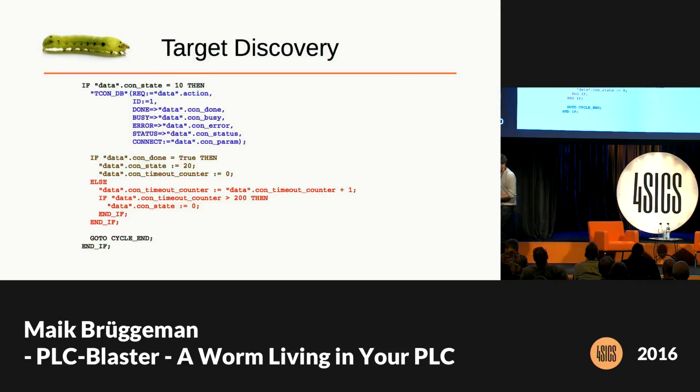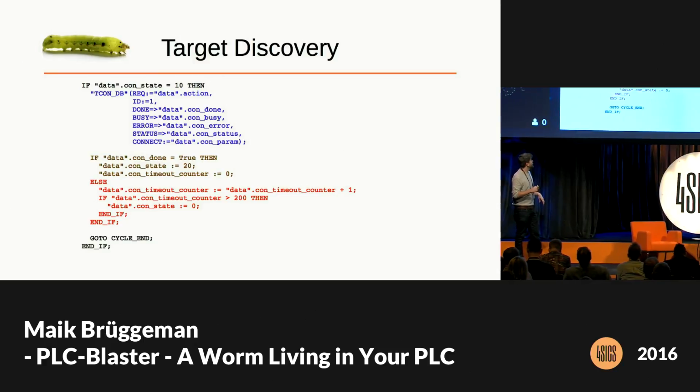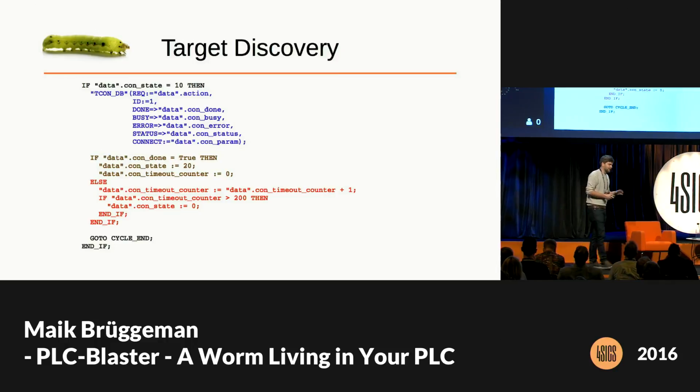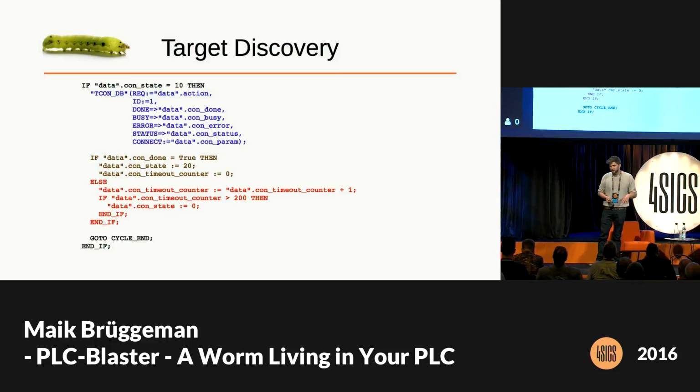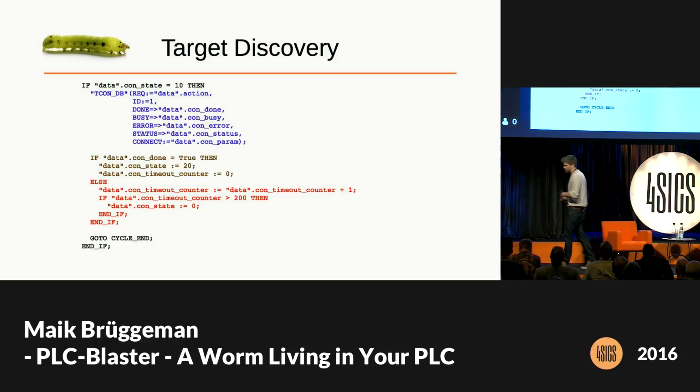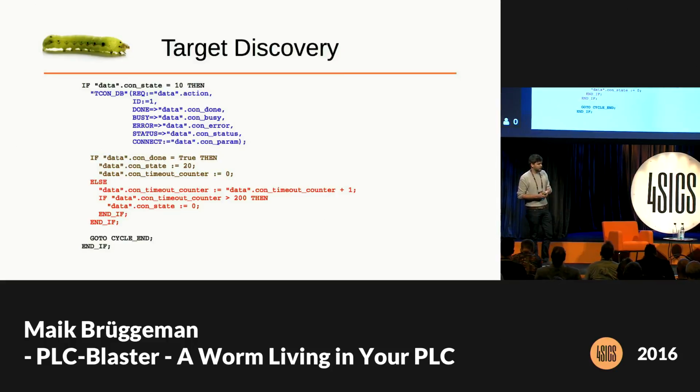You can see the call of the tcon call here in the upper corner. There are a lot of parameters that are passed to the function, but the most important are the IP address and the port you want to connect to. After the first call of the tcon function, the function is processed in background by the firmware. And in the next cycle, we come back to this part of the code and call the function again. But this time we can ask the firmware, is the connection setup already done? If yes, we found a new target and can continue with the infection.